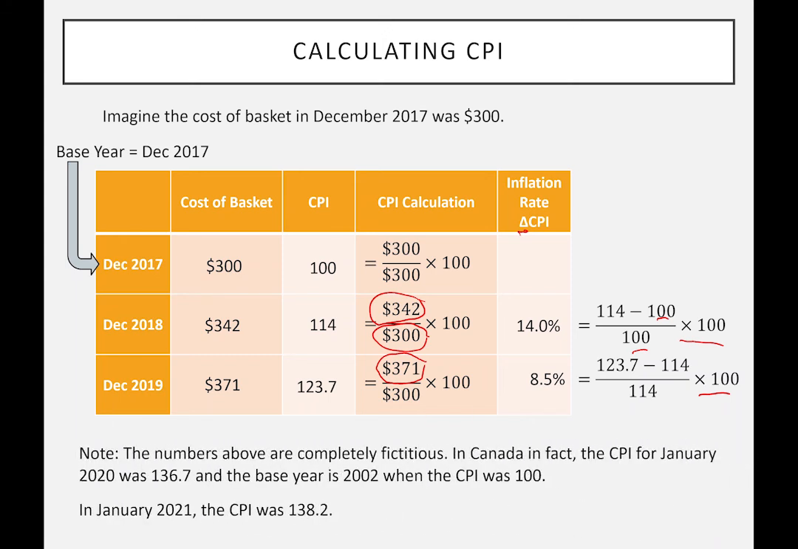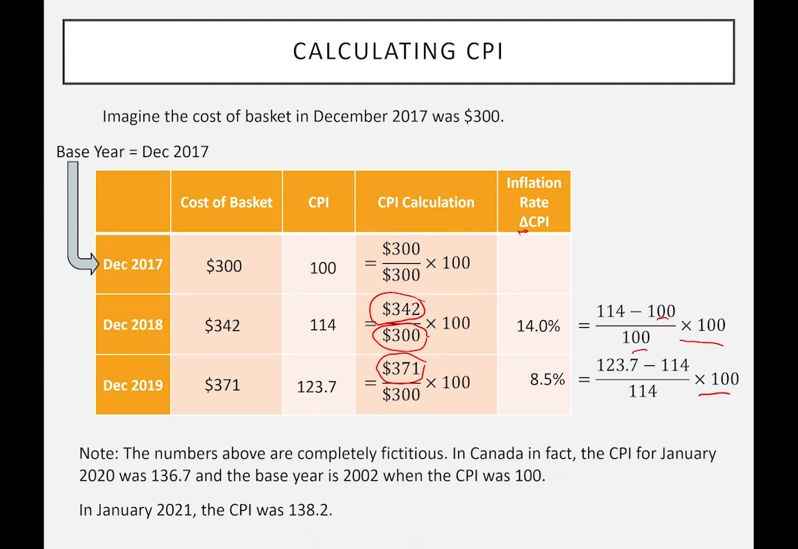Keep in mind that these numbers above here are completely fictional. In fact, I just made these numbers up as an example. In actual fact, in Canada, we're using the base year of 2002, which means that in 2002, the CPI was 100. I think January 2020, so about a year or so ago, it was 136.7, meaning to say, another way to view it is to say, well, a basket of goods, let's say, cost $100 in 2002. Well, that same basket of goods now would cost about $136.70.